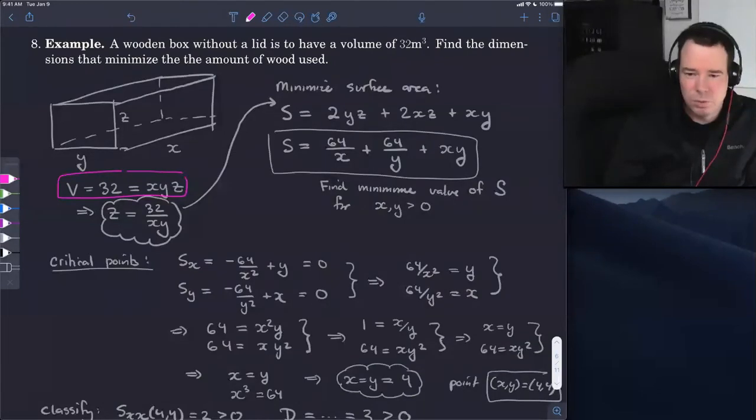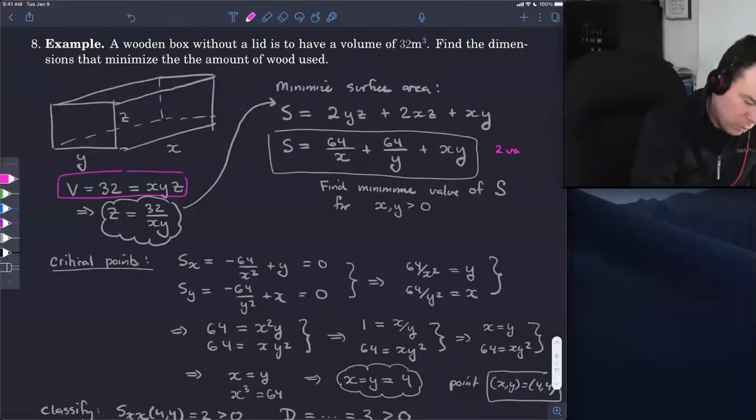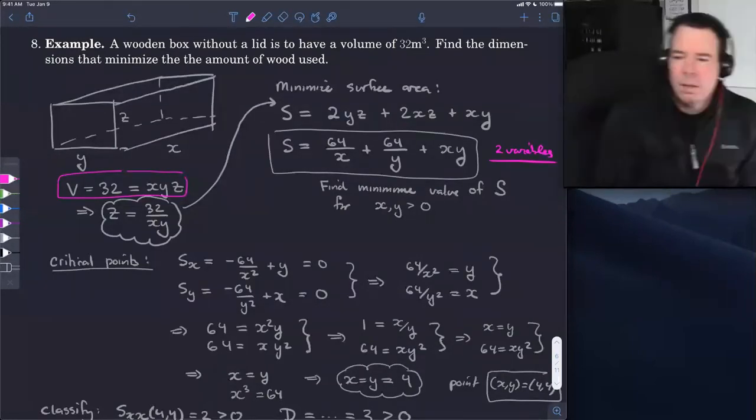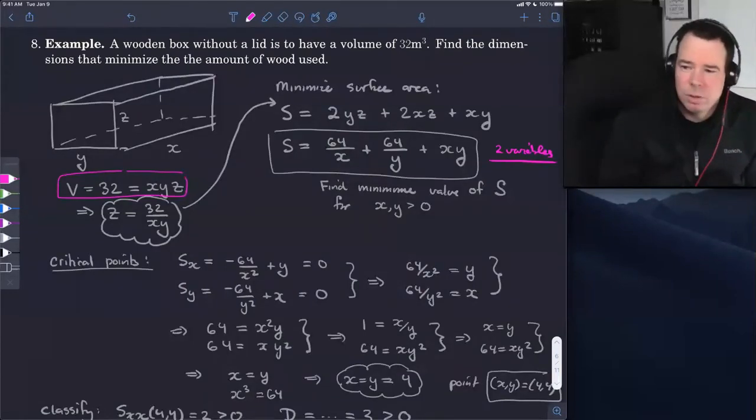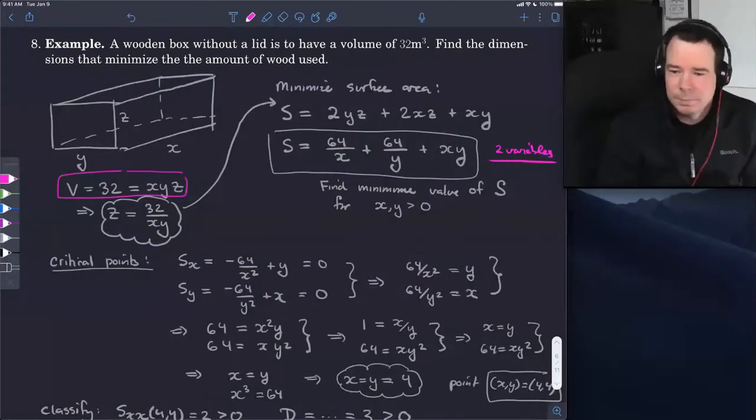So we use those to isolate one of the variables in terms of the other, so Z in terms of X and Y. And then in our surface area formula, which we are trying to minimize, we replaced Z with that expression in terms of X and Y. And so we reduced it down to two variables. And then we can go ahead and do our two variable optimization techniques.